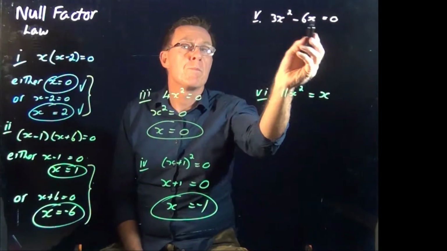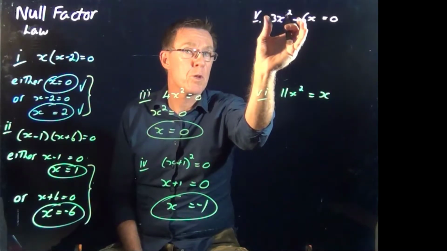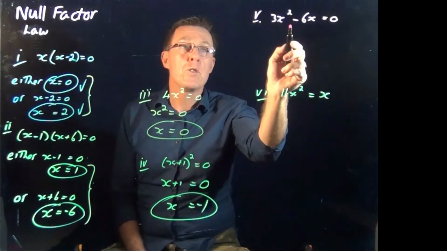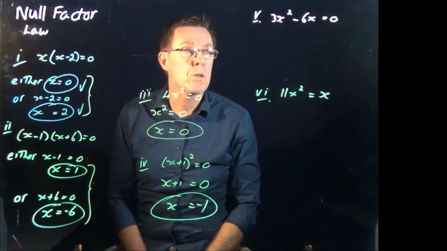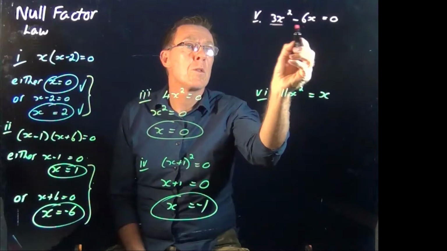When you've got an x squared term and an x term, keep them on the same side of the equal sign. That's important. You must keep them on the same side. When you've got this situation, this is the simplest possible, the most straightforward one you're going to come across, because all you need to do is just factorize these two terms. Look at this and look at this.